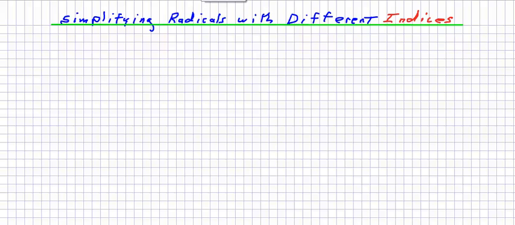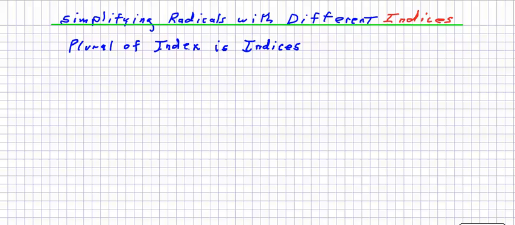This is a short video demonstration on simplifying radicals with different indices. First of all, we have to address, what does indices mean? The word index is one of those strange words in the English language. The plural of index is indices. So when we use the word indices, we're only talking about the plural of the word index. Well, what is index?